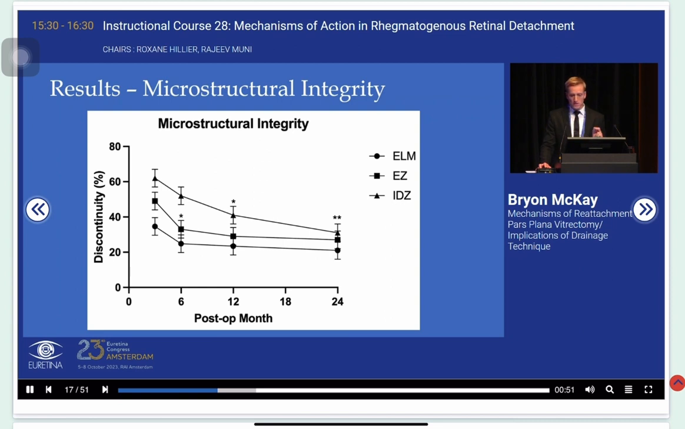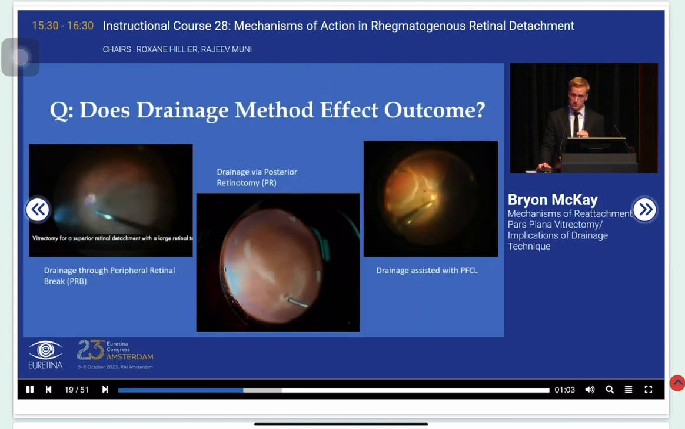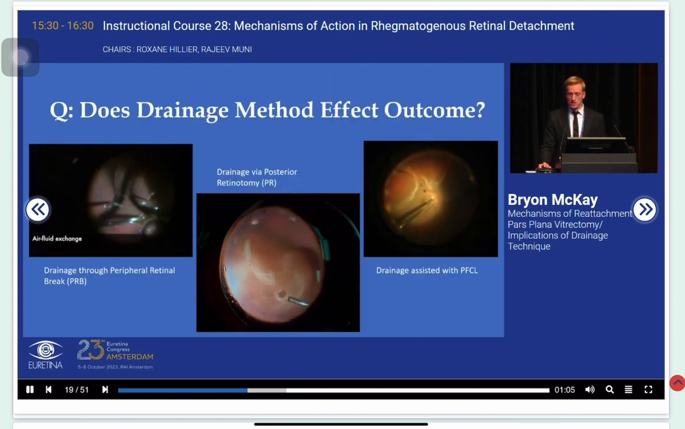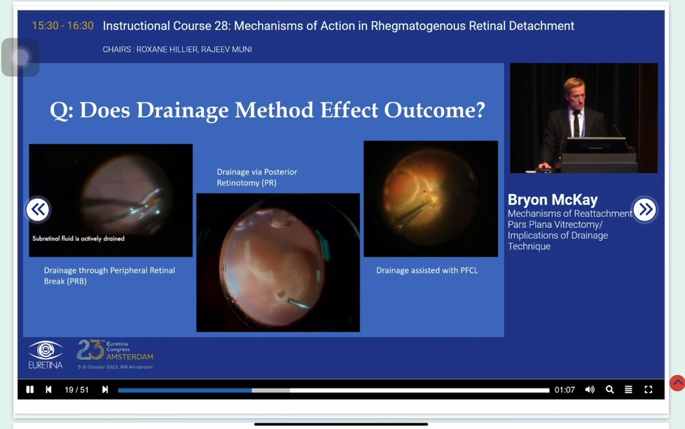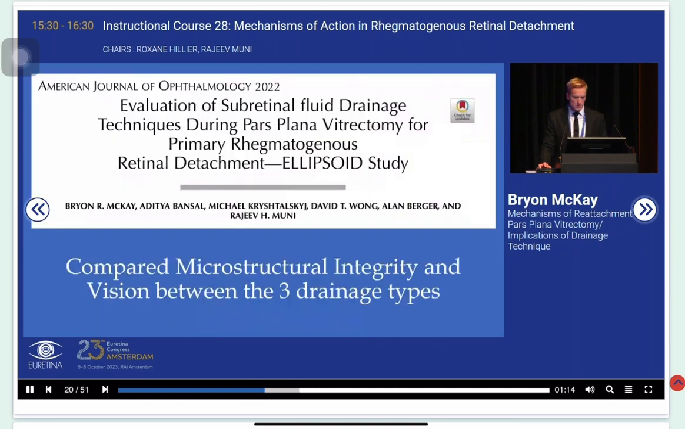Well, the EZ and ELM will restore quite rapidly within the first 6 months. We see a significant change, but the interdigitation zone is a lot slower to reconstitute, and that may vary with technique as well. So we wanted to look at what technique, if any, is advantageous and what may hinder this. So looking at drainage through a peripheral retinal break versus a posterior retinotomy versus assistance with perfluorocarbon liquid.